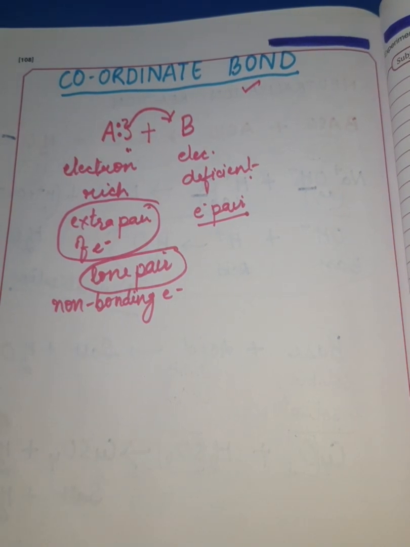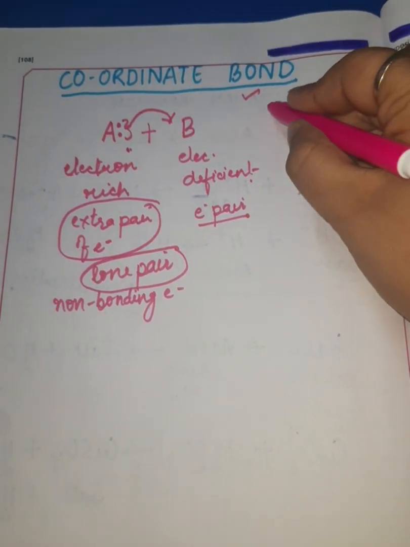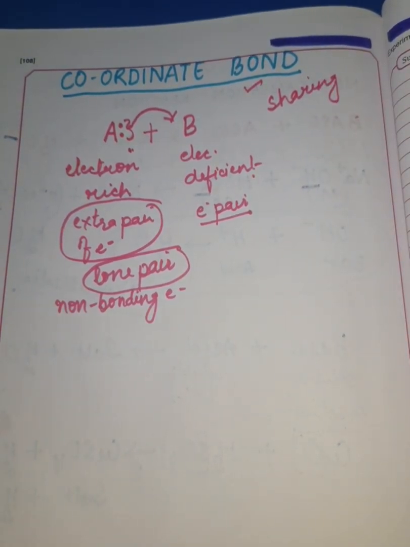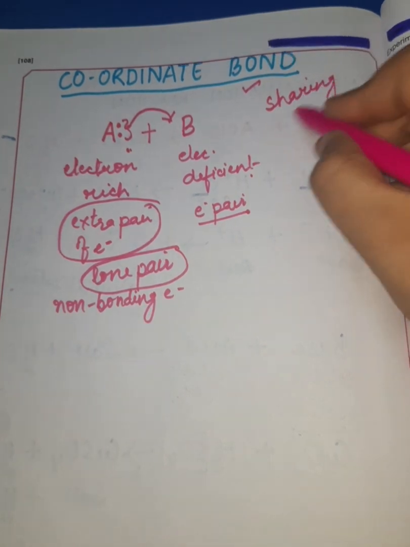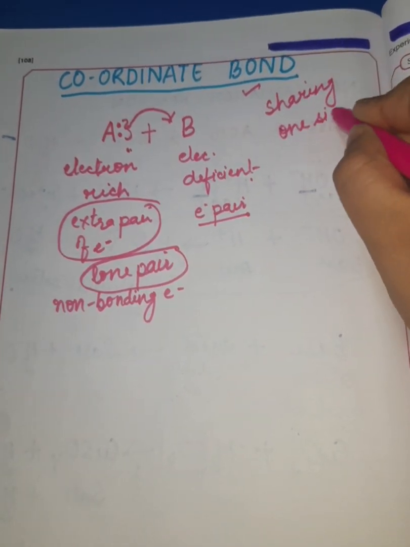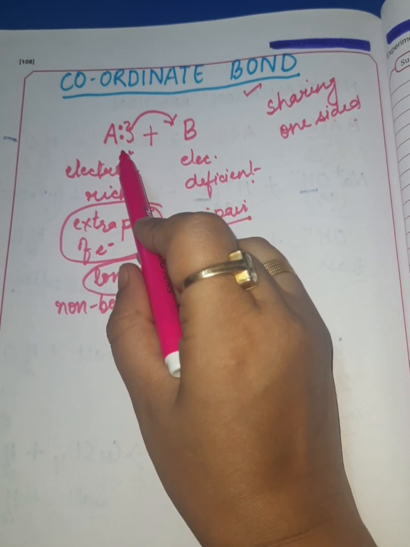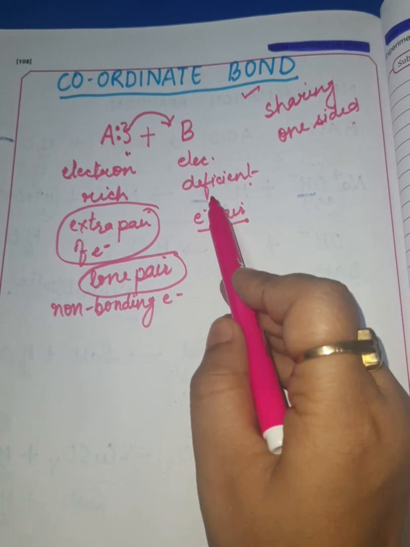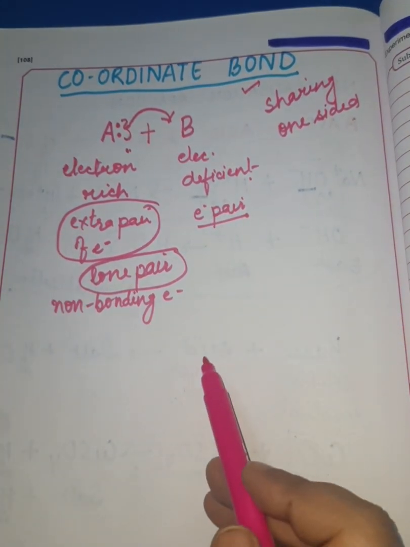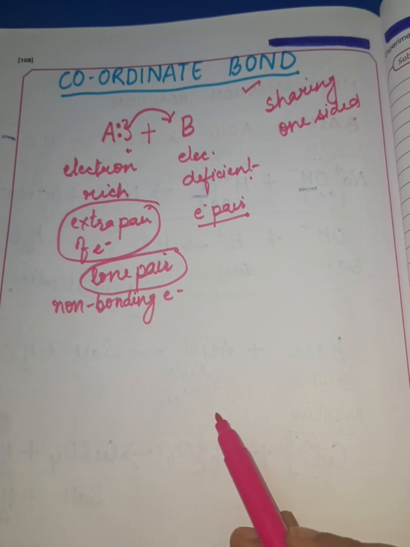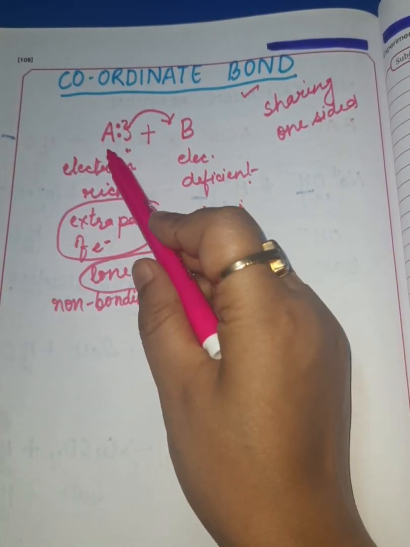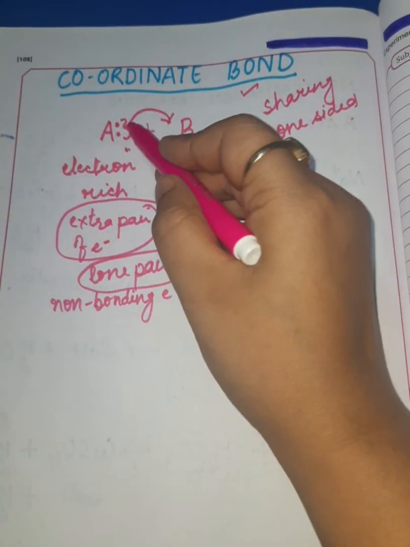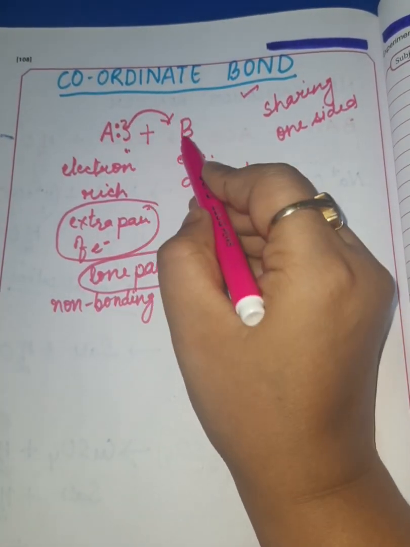So coordinate bond is also based on sharing, just like covalent bond. The only difference is that in the coordinate bond, this sharing is one-sided. That means only one atom shares its pair of electrons with the other atom which is electron deficient. So we can also say that coordinate bond is a bond between an electron rich atom and an electron deficient atom.